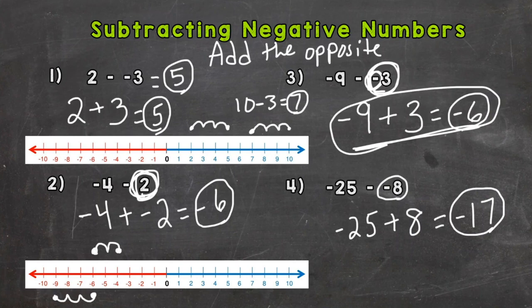So there you have it. That's subtracting negative numbers. And just remember, add the opposite, and it will make that problem easier to tackle.